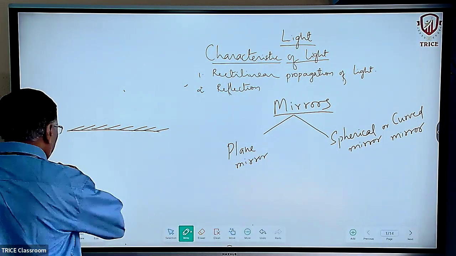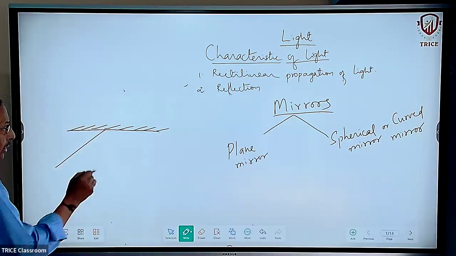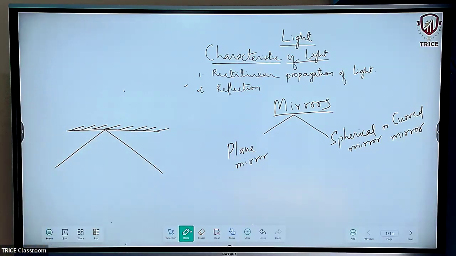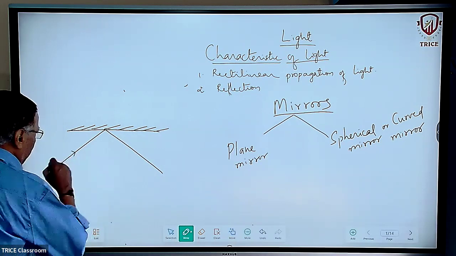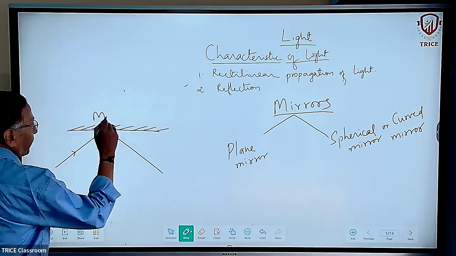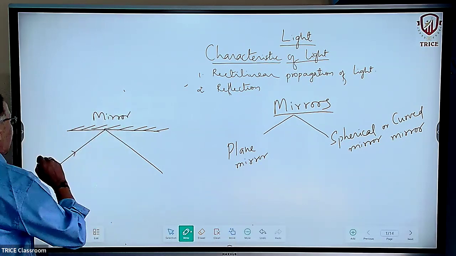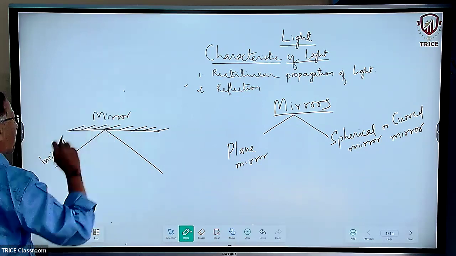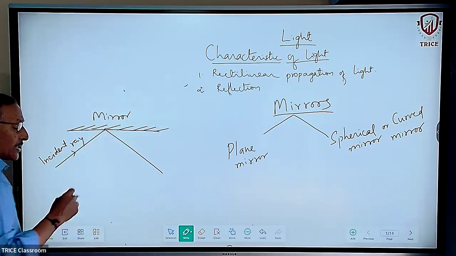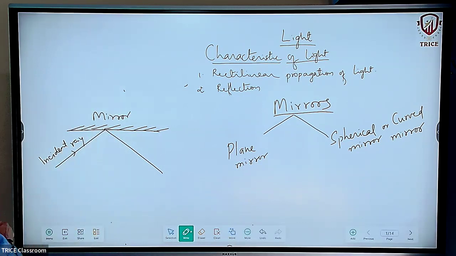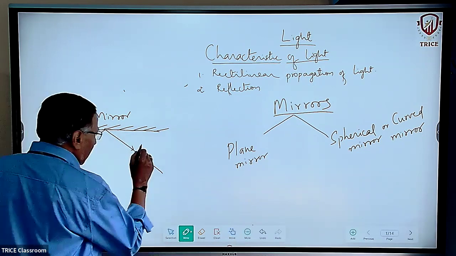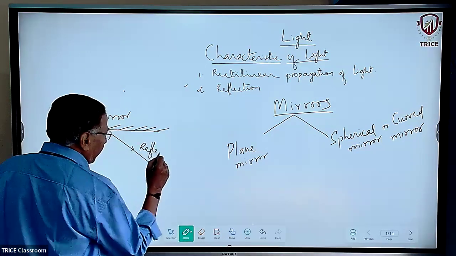If a light ray falls on this mirror, it gets bounced back, or you can say gets reflected. The light ray which falls on the mirror is called the incident ray. You can say light is incident on the mirror. The light ray which falls on the mirror is called the incident ray, and the light ray which comes out of the mirror is called the reflected ray.